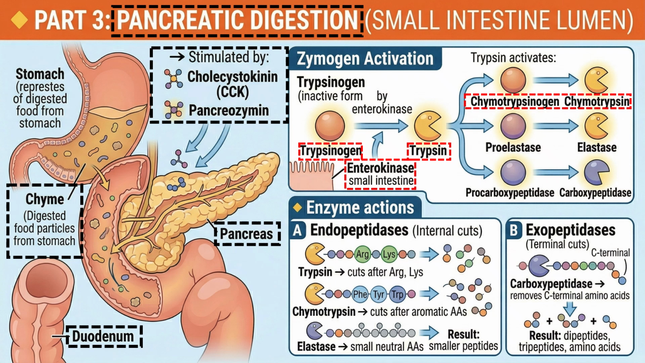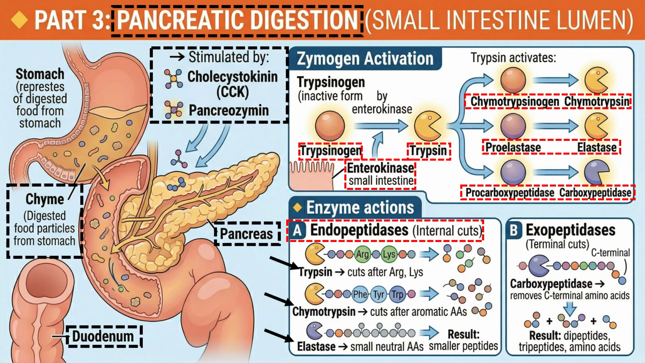It activates chymotrypsinogen to chymotrypsin, proelastases to elastase, and procarboxypeptidase to carboxypeptidase. Depending on the enzyme's action, these pancreatic enzymes are of two types. They are endopeptidases and the exopeptidases. The endopeptidases break the internal peptide bonds. The trypsin cuts after the arginine and lysine, whereas the chymotrypsin cuts after the aromatic amino acids, and elastase acts on small neutral amino acids. The result is the production of smaller peptides.